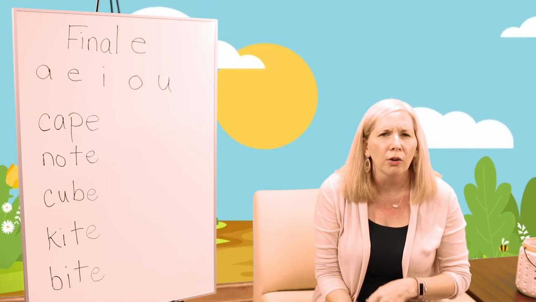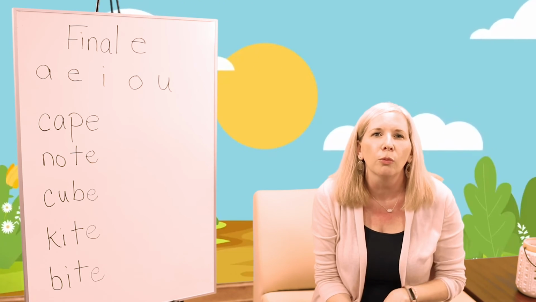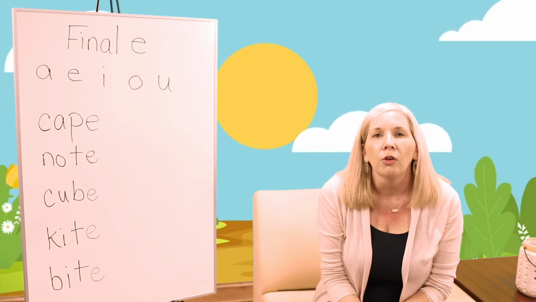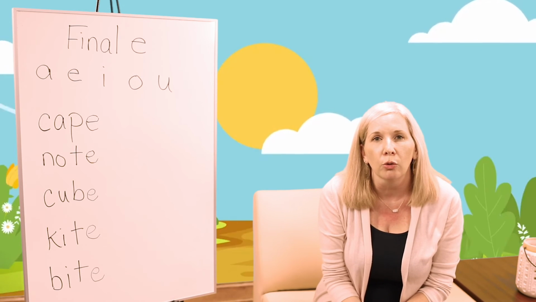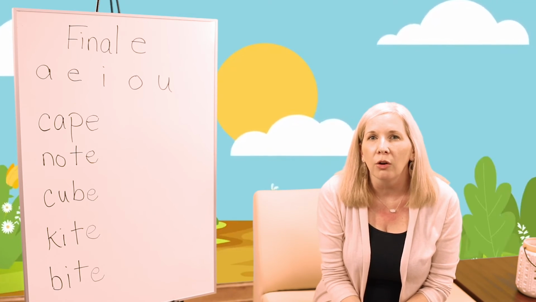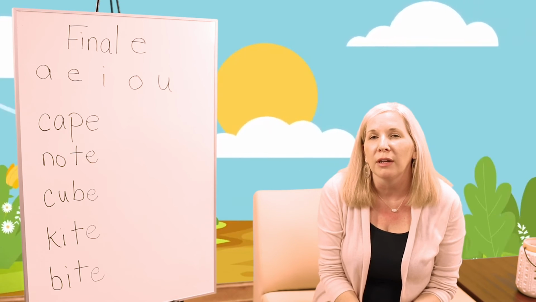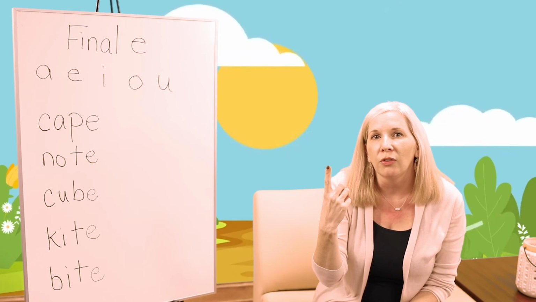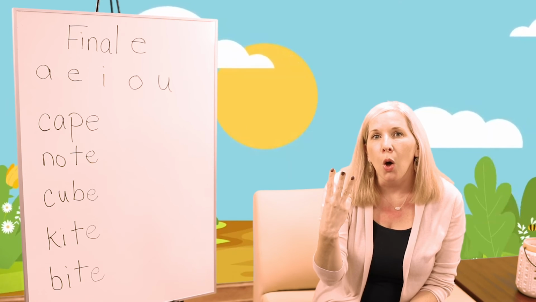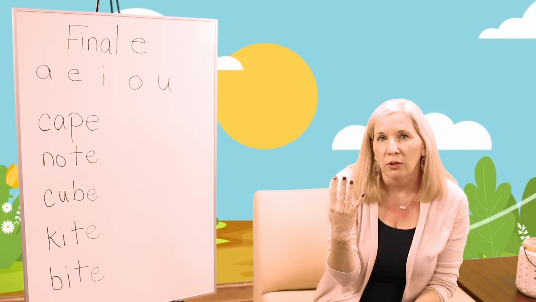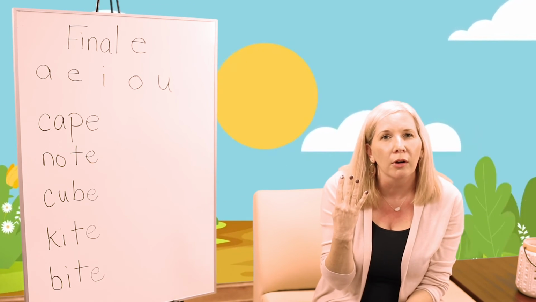Let's see. Let's do the word swode. Now that's a nonsense word, but we still want to be able to hear all the sounds. So swode is your word. Try to segment it out on your own first to see if you know how many sounds. So S, W, O, D. You should have heard 4 sounds in that word.